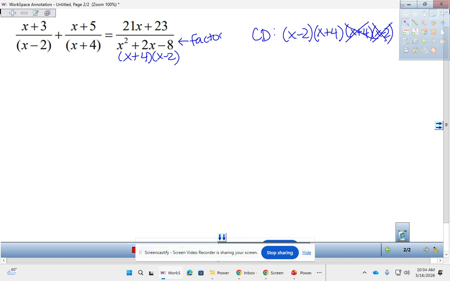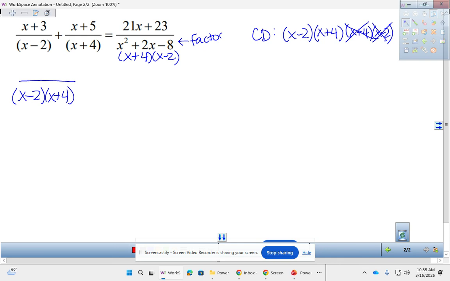There's no need to repeat a factor that's already there. They already have that in common. So my common denominator is going to be x minus 2, x plus 4. So I want to change this denominator to x minus 2, x plus 4. In order to do that, I ask myself, what does this denominator have that this denominator doesn't?